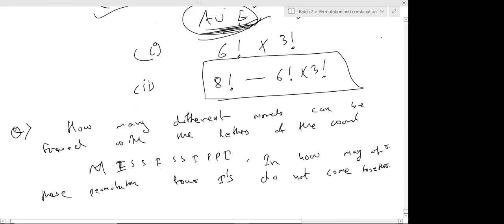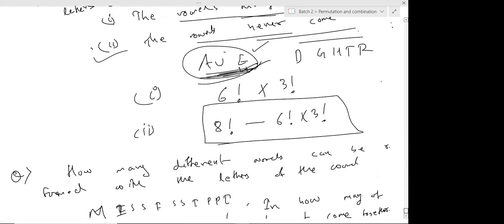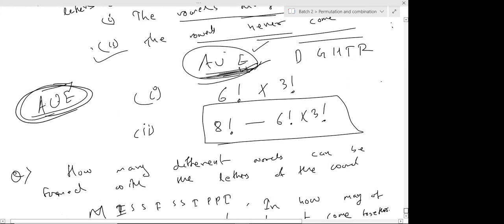All right. See, Rahman, this last part says the vowels never come together, right? So we don't want any case where these three come together in a sequence. So what we did is we arranged all the letters. We saw how many permutations are possible using all the letters. The answer is 8 factorial because 8 different letters are there.